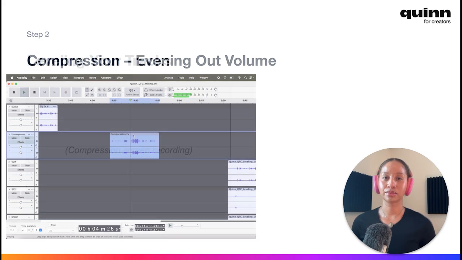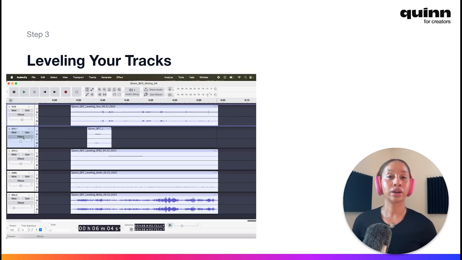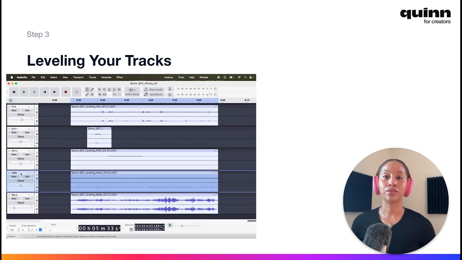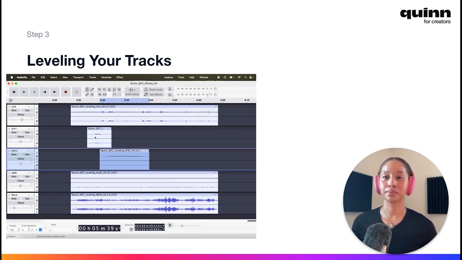Step 3, leveling. Once everything is EQ'd and compressed, listen carefully through your whole audio while making volume adjustments. In Audacity, use the gain slider if you want to adjust the whole track, and the amplify effect if you want to adjust an individual clip to level the elements in your project.